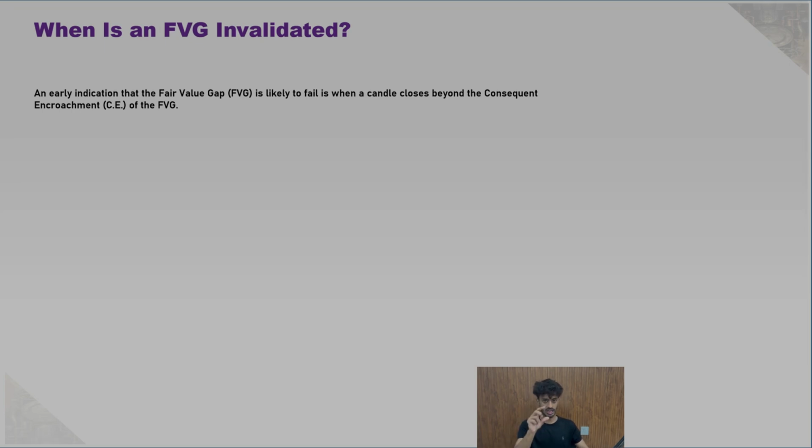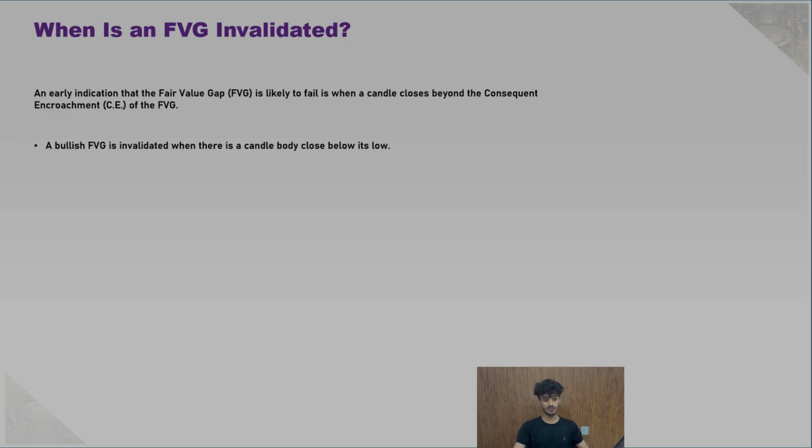We have to measure the gap. We have to mark the 50% of the gap through any Gann box, or maybe you can use any other tool to get an idea of measuring the gap. You get a 50% CE level.